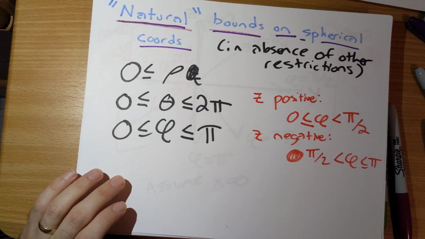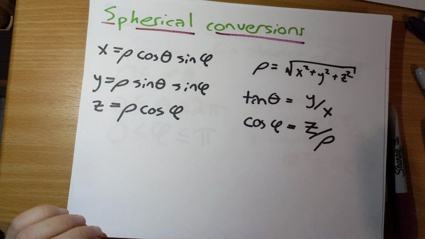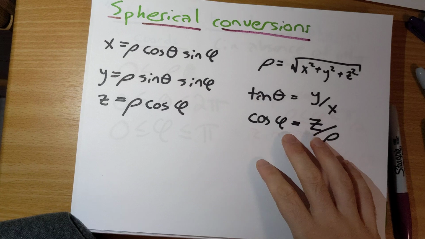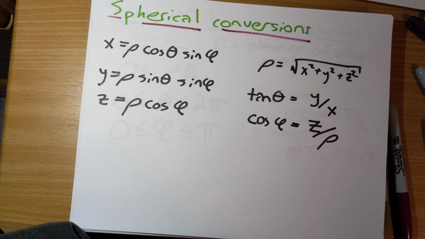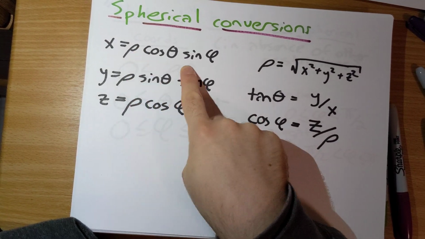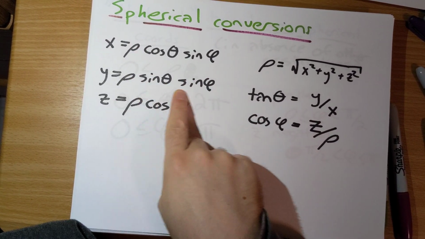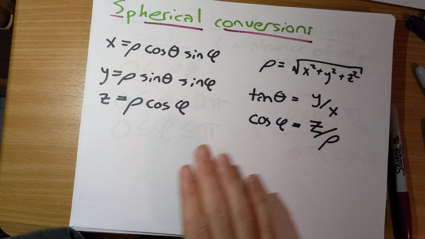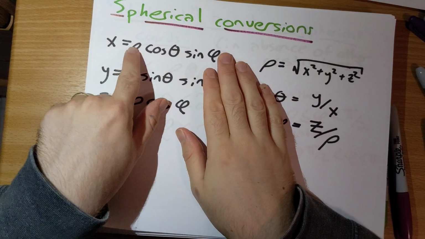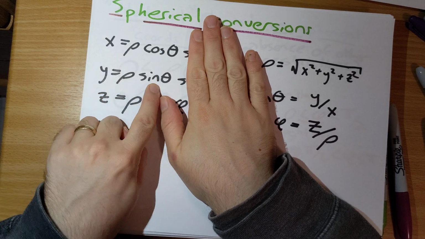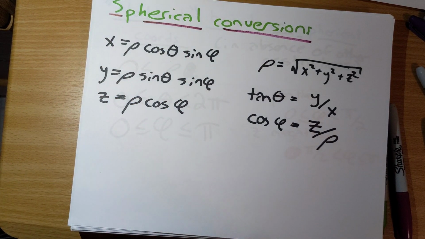And so the last thing I want to talk about here is how to convert. And so these are our conversions. x, y, and z: x is rho cosine theta sine phi, y is rho sine theta sine phi, z is rho cosine phi. So note that if we replace rho with r and take off the sine phis, r cosine theta, r sine theta, that matches up with x and y.